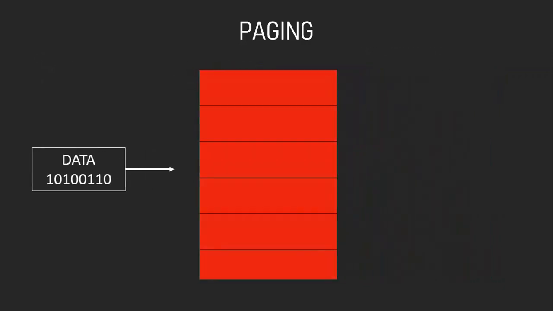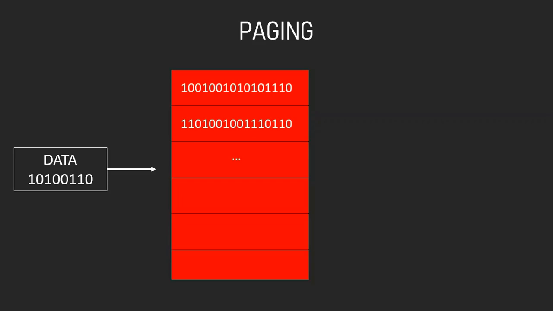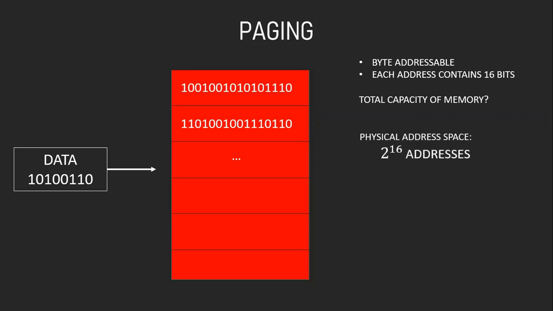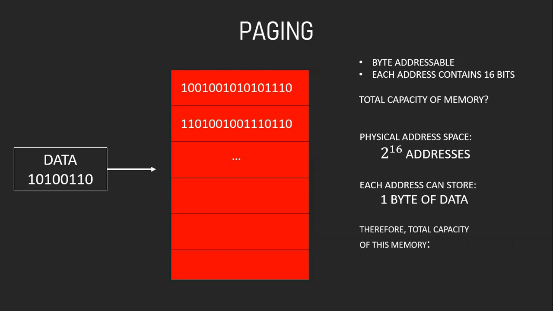Let's say each address is 16 bits. So let's work out the total capacity of memory that can be used by this computer. The physical address space, or total addresses, is 2 to the power 16, right? And each address stores 1 byte or 8 bits. So simple math. The total capacity would be 2 to the power 16 bytes, or 32 kilobytes. Then this computer can only use a maximum of 32 kilobytes of memory, since the address bus width would not allow any more addresses to store more data. Make sense?